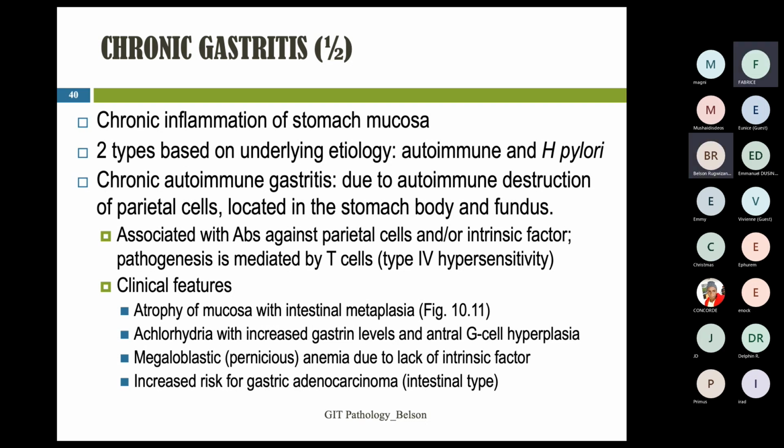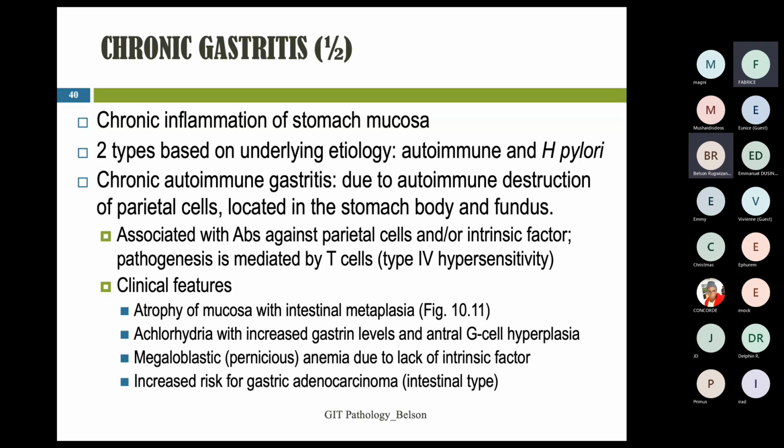For the chronic gastritis, of course, this is a chronic inflammation of the mucosa of the stomach. There are two types. It can be either autoimmune or caused by H. pylori, Helicobacter pylori. So if we start with the autoimmune one, it is due to autoimmune destruction of parietal cells, meaning that the body itself produces antibodies which will destroy the parietal cells in the stomach.